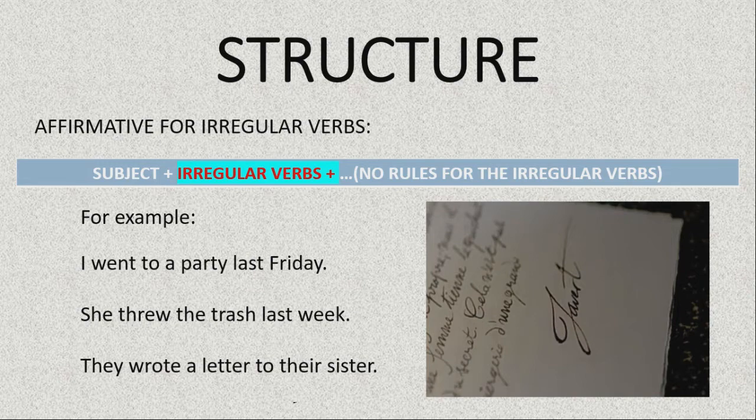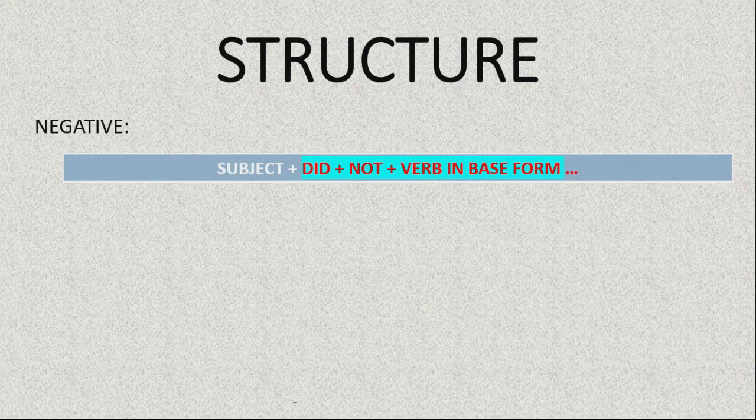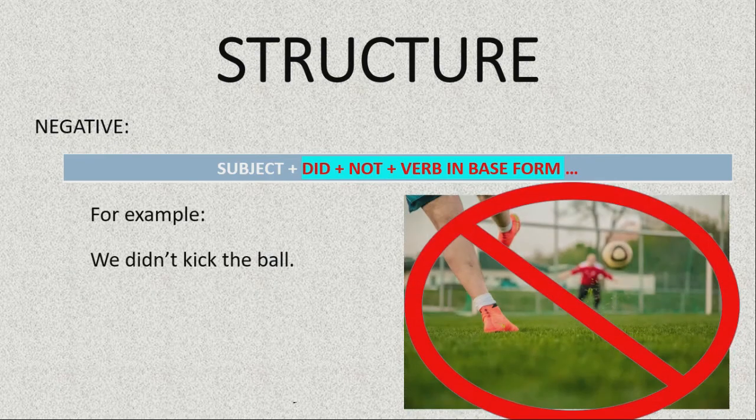Very good. So moving on to the negative structure. Here, the structure will be the same for the regular and the irregular verbs. For example, we will have the subject, but now we will add the auxiliary did and the complement not to create the negative part. And then here the verb will change because we will have to put it in base form. For example, we didn't kick the ball.